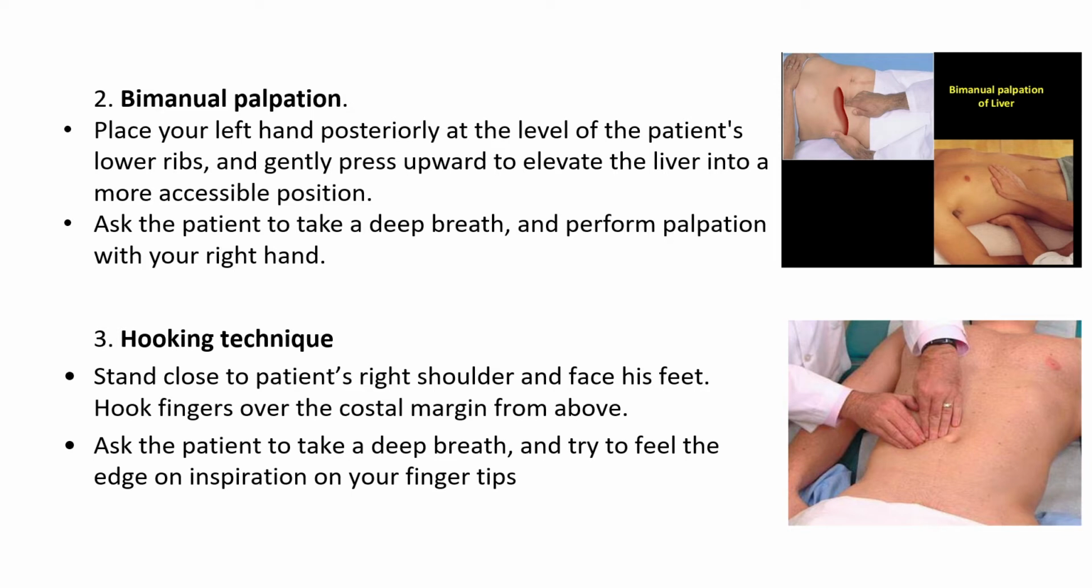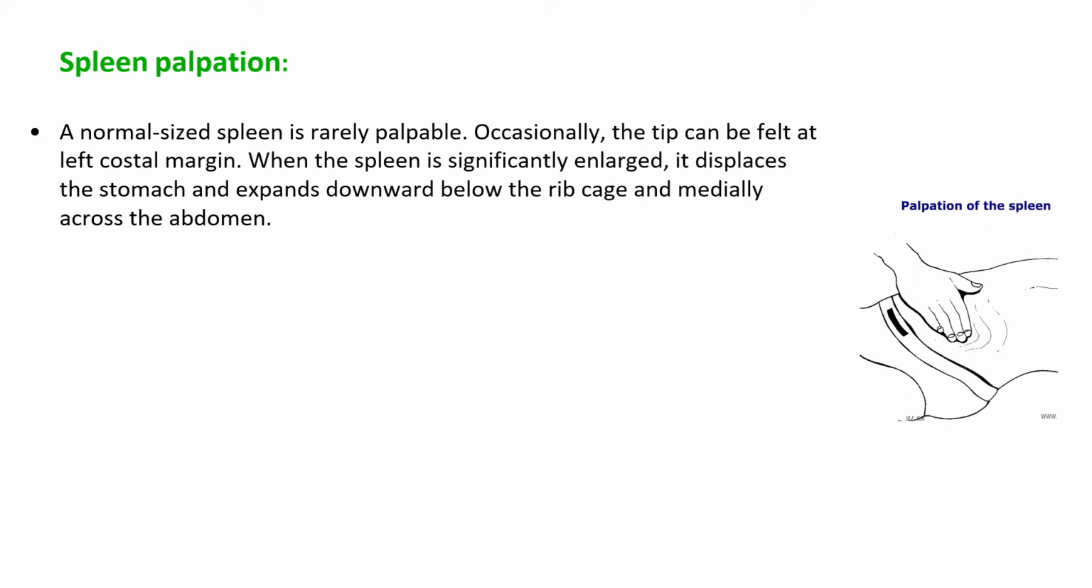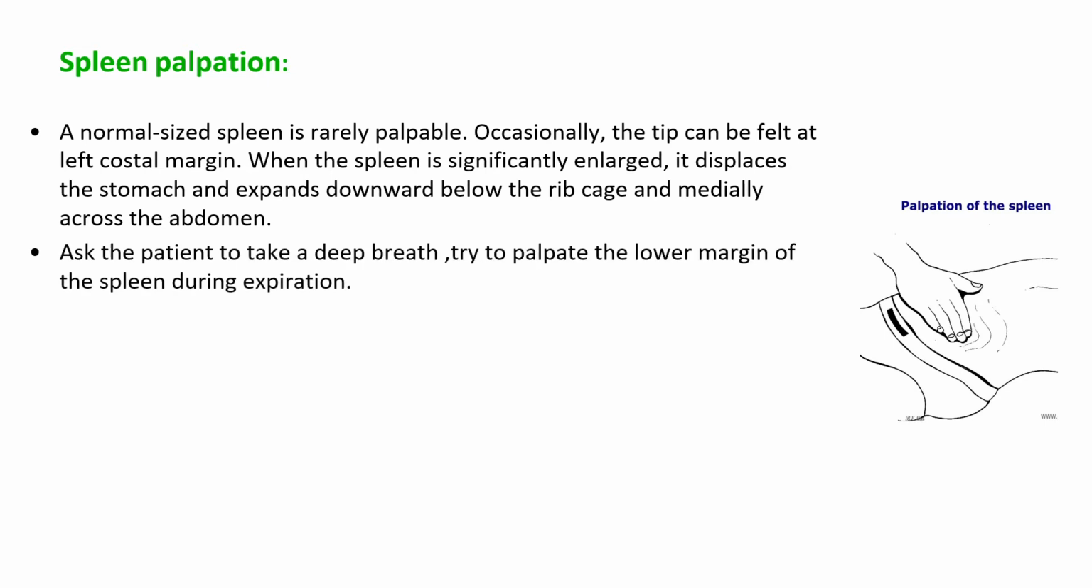That's about liver. Now moving on to spleen palpation. A normal size spleen is rarely palpable. Occasionally the tip can be felt at the left costal margin. When the spleen is significantly enlarged, it displaces the stomach and expands downward below the rib cage and medially across the abdomen. Ask again the patient to take a deep breath. Try to palpate the lower margin of the spleen during expiration.